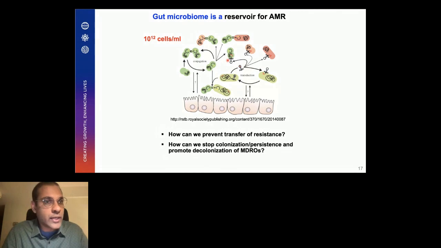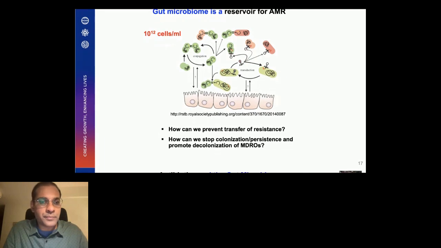As those of you who study this community know, it's an incredibly dense environment, and also a diverse environment in terms of bacteria. So the various mechanisms that we know for transfer of resistance genes, including conjugation and transduction, can operate more frequently in the gut environment and provide a mechanism for transfer of resistance. So what we wanted to understand is how we can prevent transfer of resistance and how we can stop colonization and persistence of multi-drug resistant organisms in the gut microbiome.